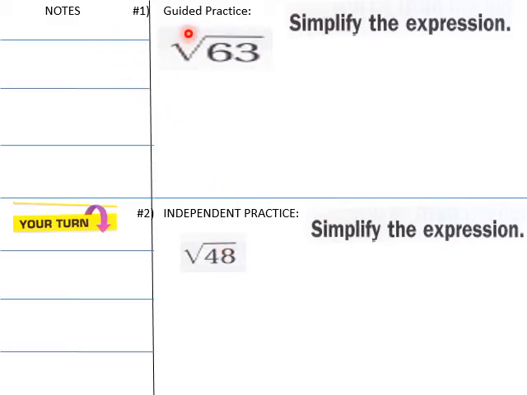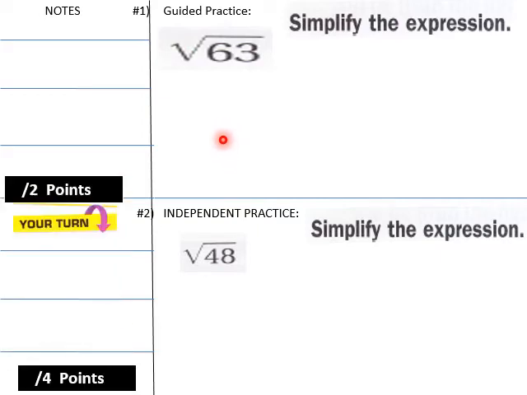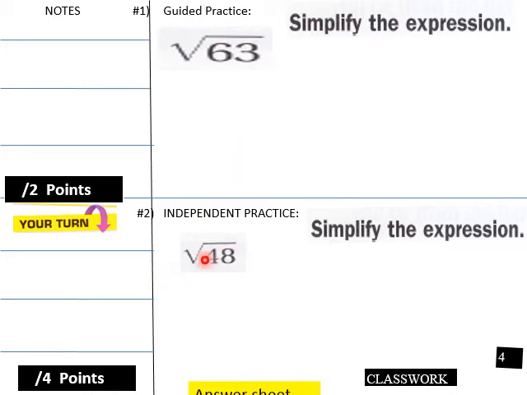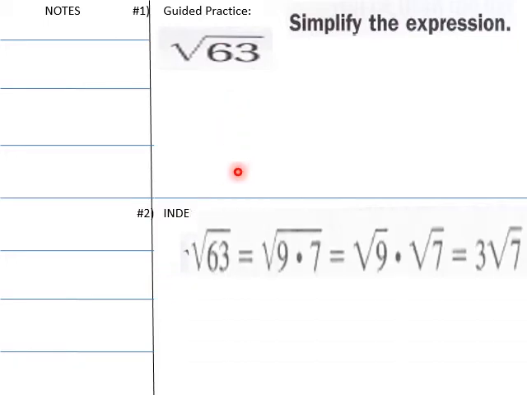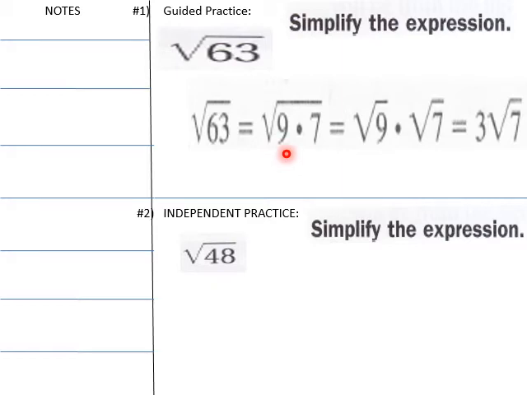Okay, into a problem here. Our first guided practice. Students, this is yours. Pay attention up here so you know how to do this one. Okay, so radical 63, we did that in the other slide. We factor out a 9 and a 7, so it'll be 3 times square root of 7 would be the simplified expression of radical 63.